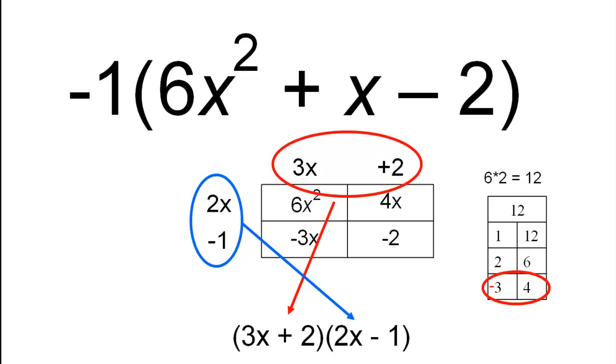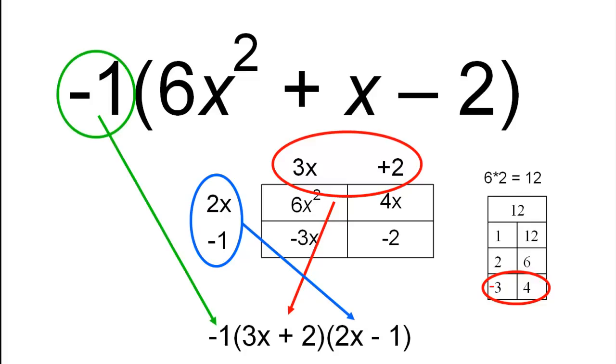So the 6x squared plus x minus 2 will factor into 3x plus 2 times 2x minus 1. Some students stop right here and this answer is not complete. What's wrong is you forgot the negative 1 that you factored out originally. So the complete answer and the final answer is negative 1 times, in parentheses, 3x plus 2 times 2x minus 1.